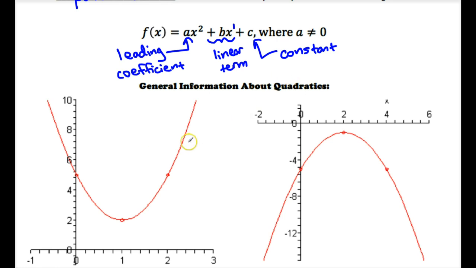Okay, and then if we look down here at the graphs, there are a few things I want to label. First of all, just like absolute value graphs, each parabola has either a minimum or a maximum point. We call those points the vertex. In this case, the vertex is a minimum. And over here on this graph, the vertex would be a maximum.